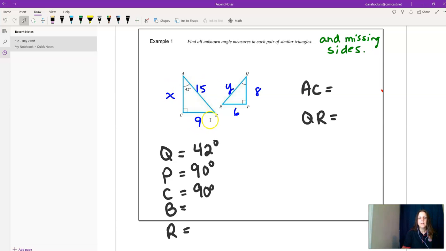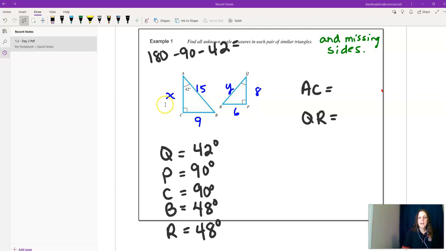Okay, and then finally, angle B and R. So those are not provided. What you're going to have to do is use the fact that a triangle adds up to 180, and you could subtract out what's given. So in this triangle, we know that there is a 90-degree angle and a 42-degree angle. So go ahead and subtract those out to get that missing angle.